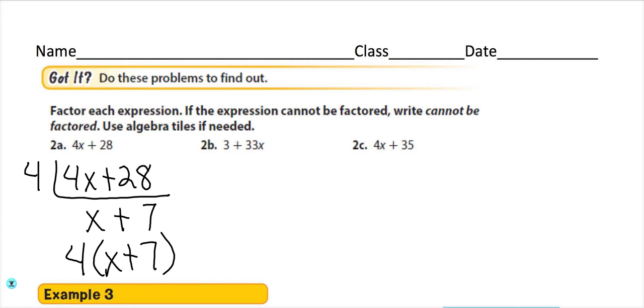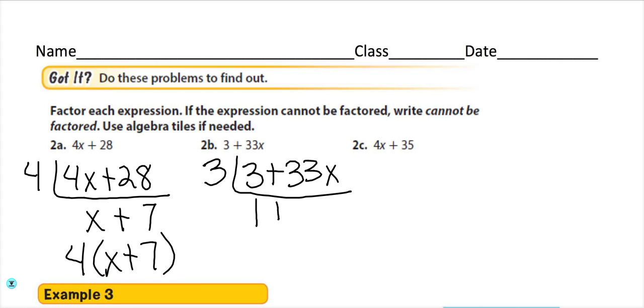Okay, let's look at 2b. So this one is backwards, but we're going to leave it exactly how it is. Now since it's addition, yes, you could technically move it around, but let's just keep it in the same order that it is. So we know that a 3 is going to come out of this one. So 3 divided by 3 would be 1. And then 33 divided by 3 would make it 11, so that makes it 11x. So this is 3, parenthesis, 1 plus 11x. We try not to switch the order whenever we're factoring. Sometimes in upper math we will, but for the most part, for us, we're just going to leave it the same.